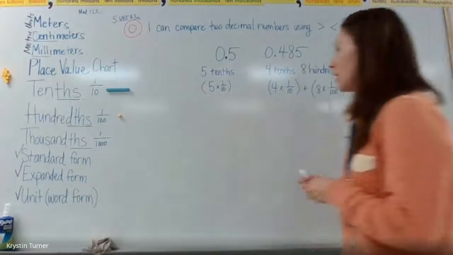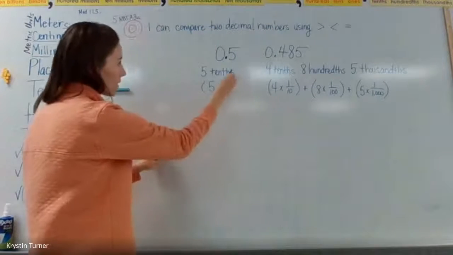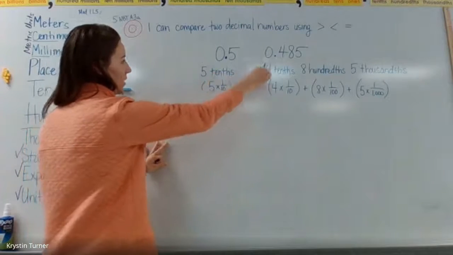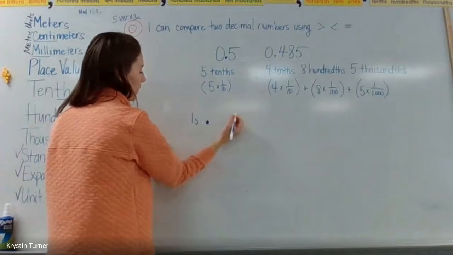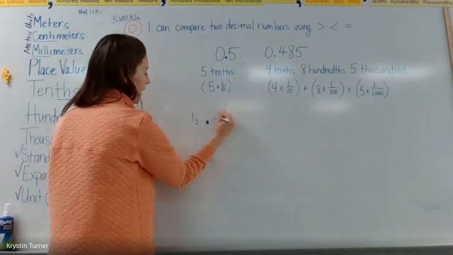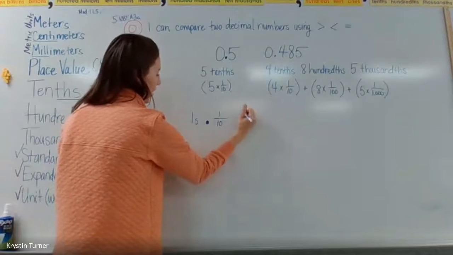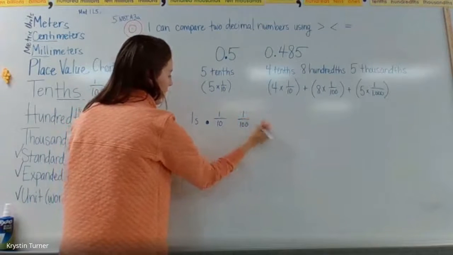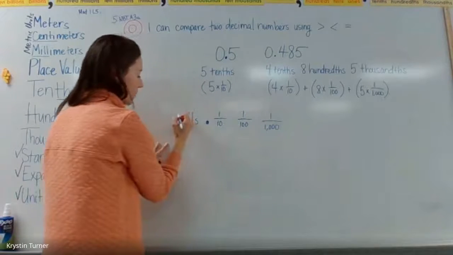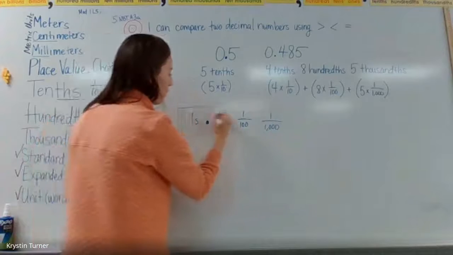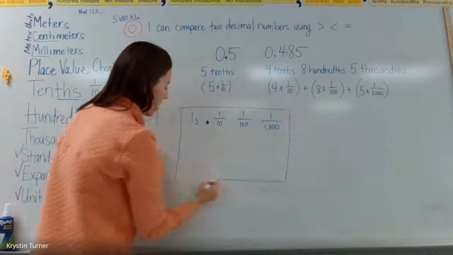Since I already have it in standard form, then our next step, step 2, is to put it in our place value chart. So I'm going to start, since I see that there's 0 in the ones place, I'm going to have my ones, a decimal, and then behind the ones would be our tenths, and then next would be our hundredths, and then smaller than that is our thousandths. Okay, so I'm going to go ahead and place both numbers in my place value chart.